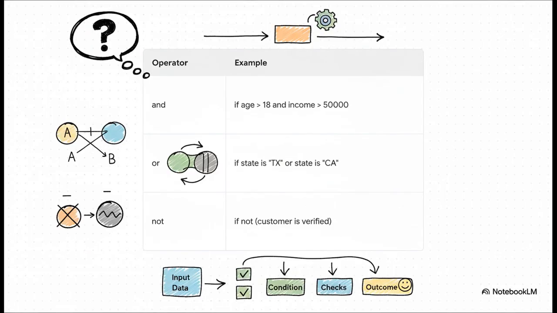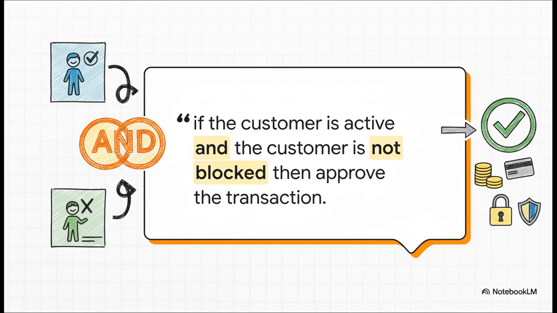But life's rarely that simple, right? What if one condition just isn't enough? Well, that's where logical operators come into play. These are the conjunctions, your ands, ors, and nots, that let us chain multiple comparisons together to create way more nuanced logic. They let you say, hey, this and that have to be true, or maybe just one of these is good enough.